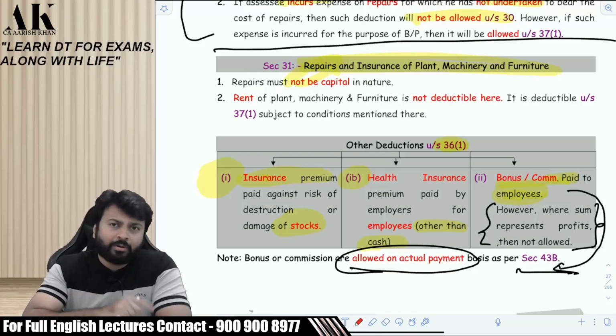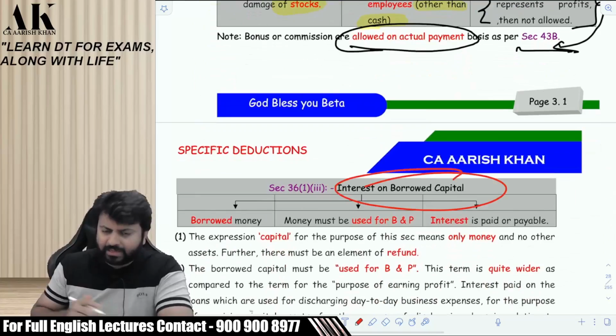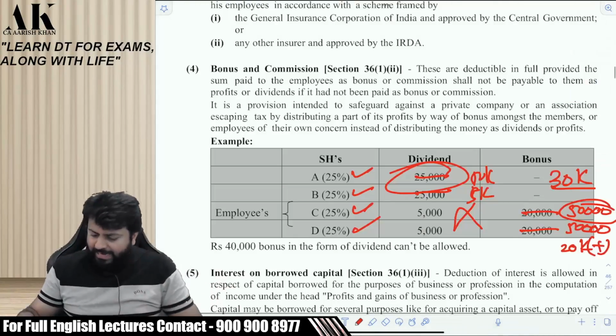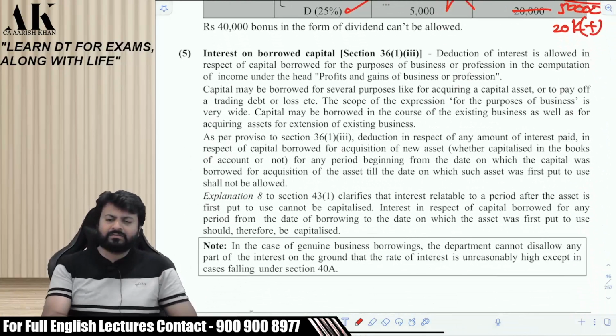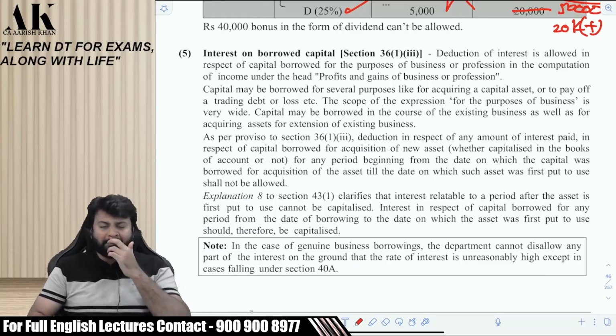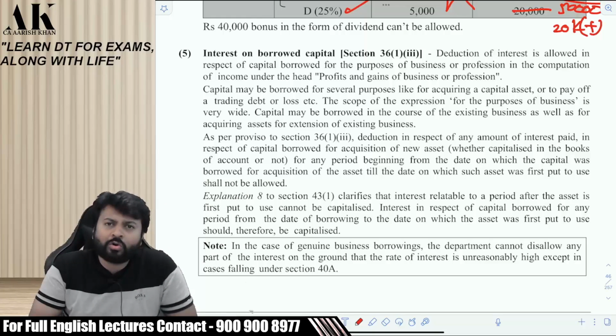So what am I talking about? I'm talking about the next deduction, which talks about interest on borrowed capital. Can you see this? Can business be done today without debt? Even the smallest of traders depend on debt in today's time. Yes or no? If you want to expand, you have to take loans. You cannot expand on your own capital. Agreed or not?